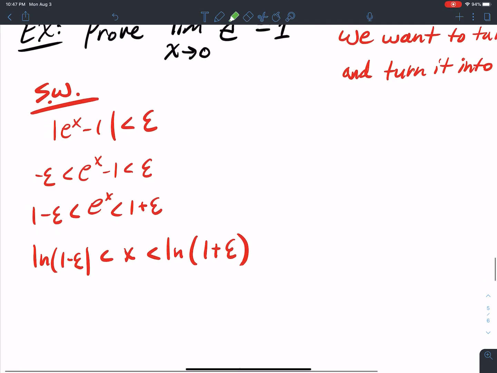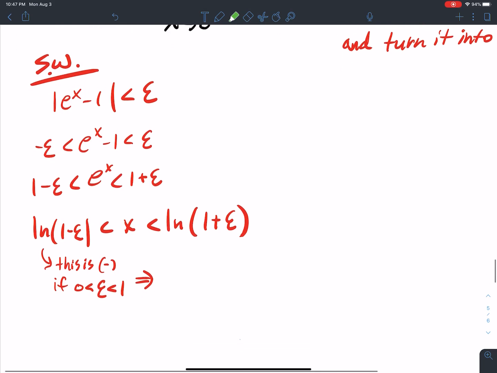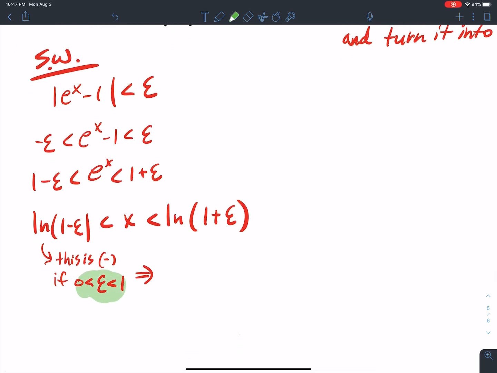So one thing that we know about epsilon, if epsilon is strictly less than 1 but greater than 0, now all of a sudden we have a number in here that is actually, if you think about it, you subtract epsilon, that's 0 less than 1 minus epsilon. Look, the natural log is only defined for numbers that are greater than 0, okay? So the number has to be greater than 0. So that's why we need to restrict this.